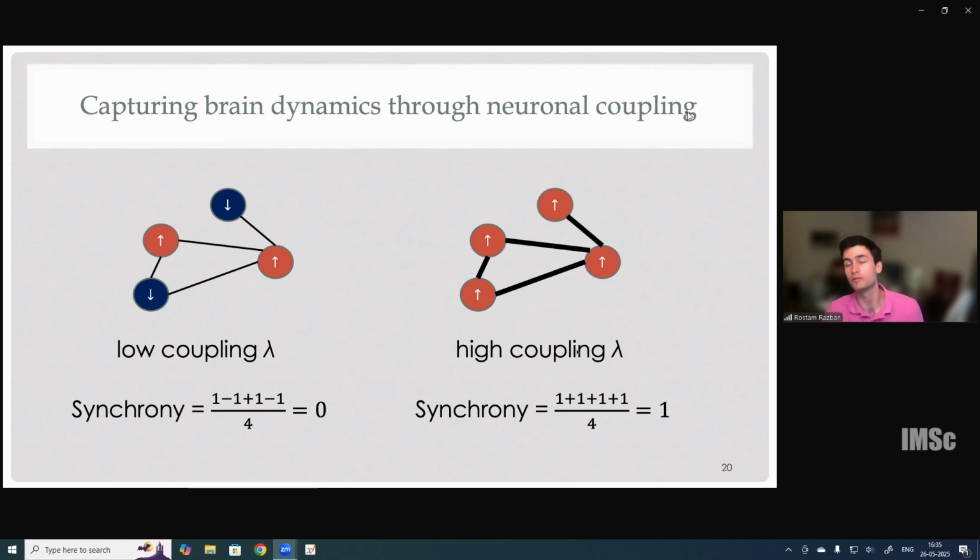But then in the case where we have strong coupling, shown by the edges being wider here, and now I'm talking about edges in terms of functionally connected edges, not underlying structure edges. When the functionally connected edges are strong, then our synchrony, everything is either going to be up or down. So the synchrony will be a perfect 1 or -1.